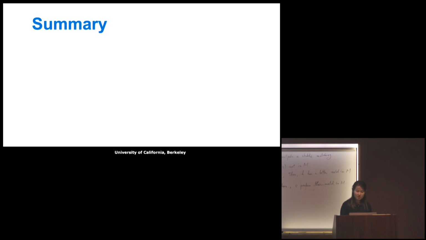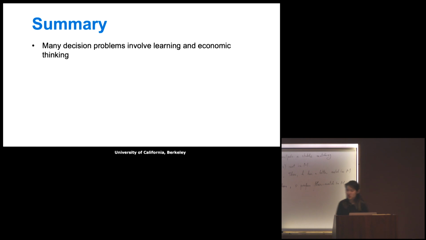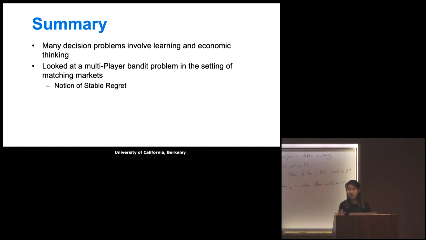Just to summarize, we think that many decision problems today are not just about machine learning and collecting a lot of data. There are also a lot of problems that require economic thinking, and thinking about how the participants in the markets are humans. They might be running their own utility maximization, and they have strategic considerations. One of these problems is this matching problem where there is uncertainty in one side's preferences. So today we looked at a multiplayer bandit problem in this setting, and we defined this notion of stable regret to account for the fact that there are multiple players.